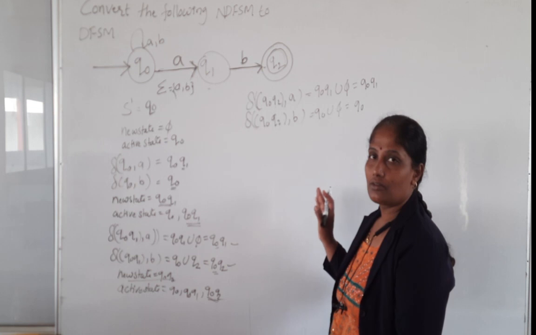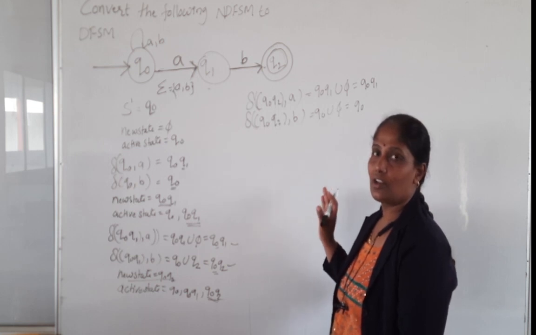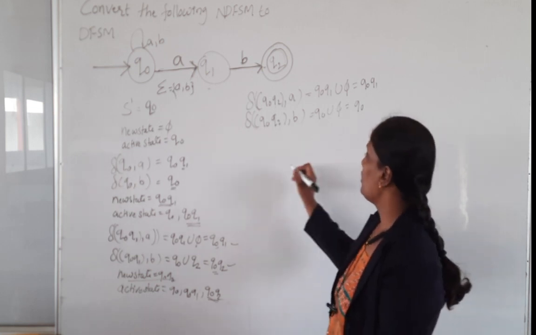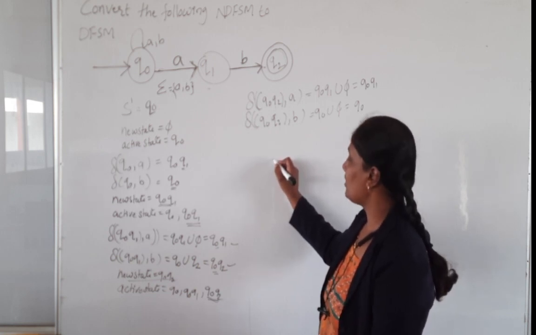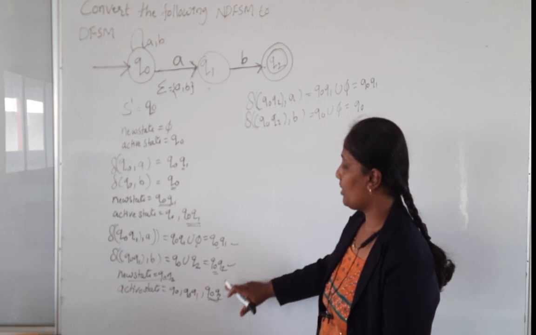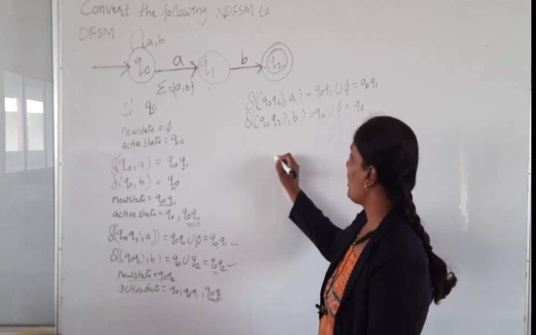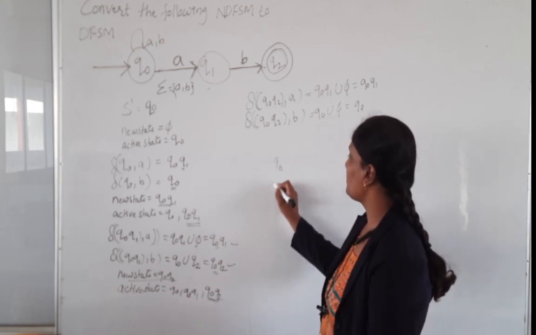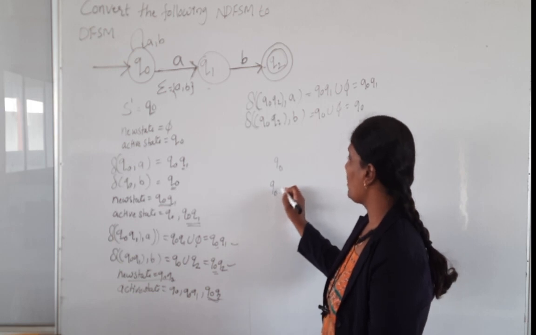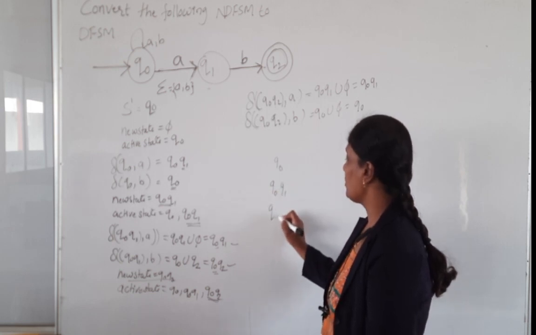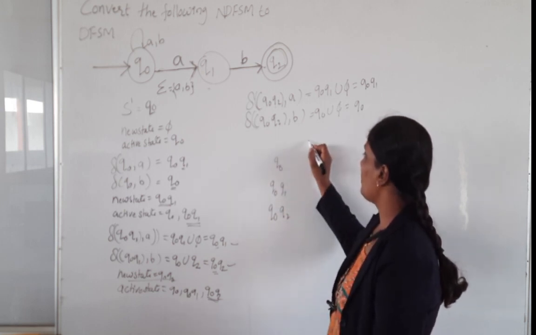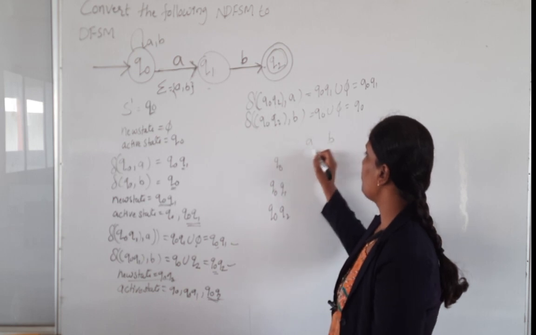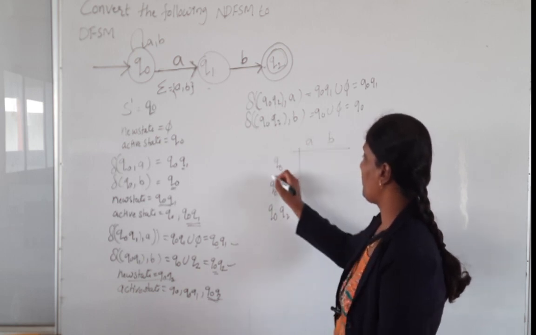Next thing is, we should write the transition table for this. So to write the transition table, what are the row values? The states are the row values. States are nothing but the active states. So I have 3 states here that I will write as row values. One is Q0, another one is Q0, Q1. Next, Q0, Q2. What are the column values here? The input symbols are the column values.